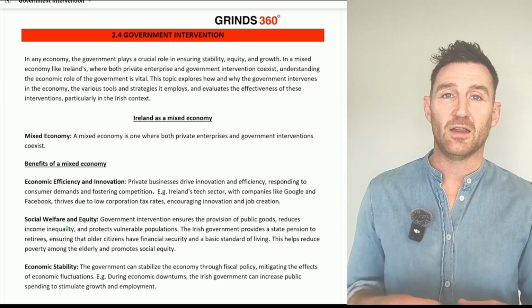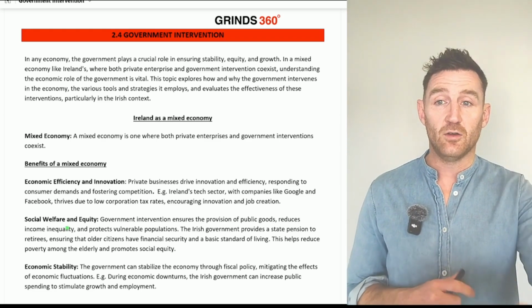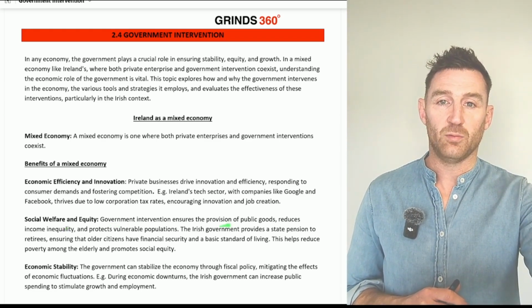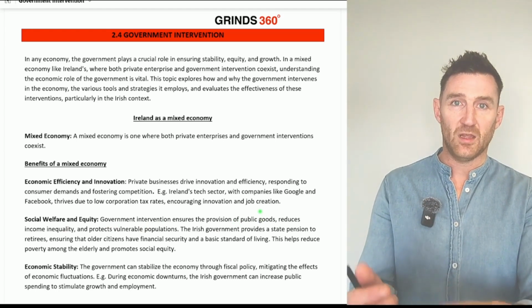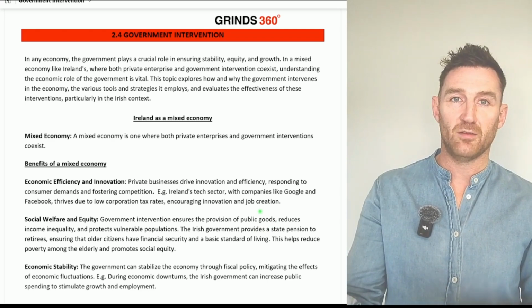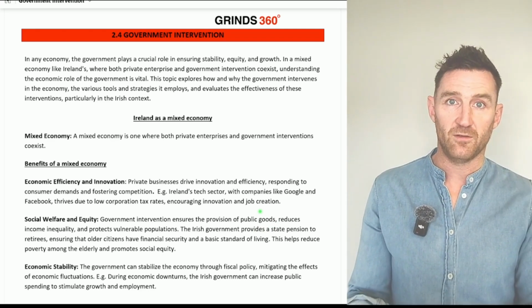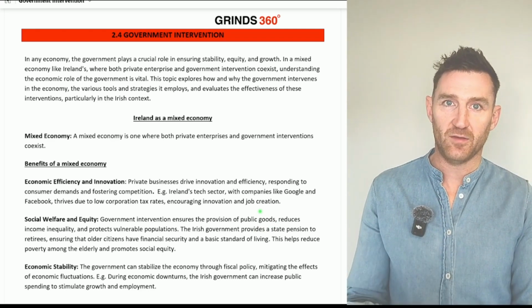People without a job are basically getting a basic income to survive there. And the other thing there is that the government intervened to provide public goods. So in a pure free market economy, if there was no profit to be made from providing something, a private company wouldn't provide it, even if it was necessary.